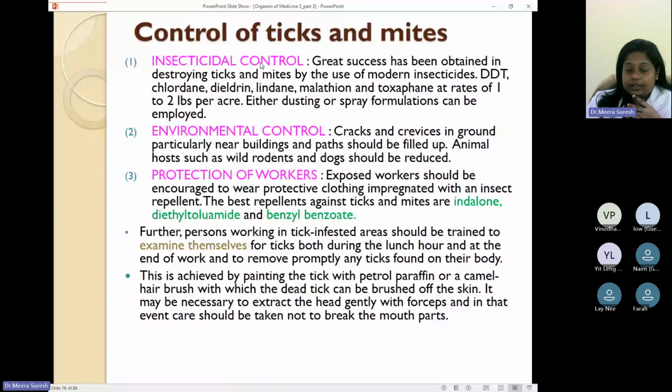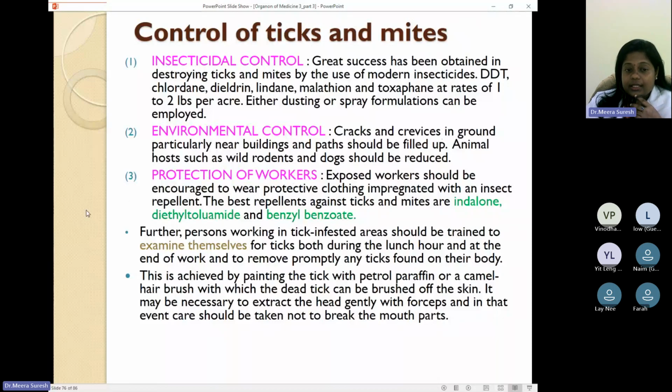So how to control it? For insecticidal control, you can use DDT, chlordane, or dieldrin. Either dusting or spray formulations can be employed. In the case of environmental control, all the cracks and crevices, especially in the parts of buildings, should be filled up. Animal hosts such as wild rodents and dogs should have their numbers reduced.